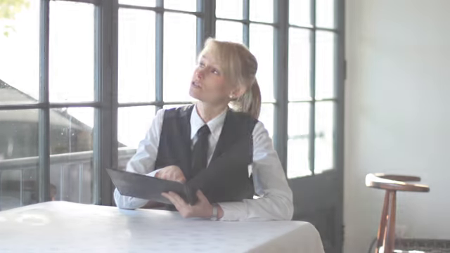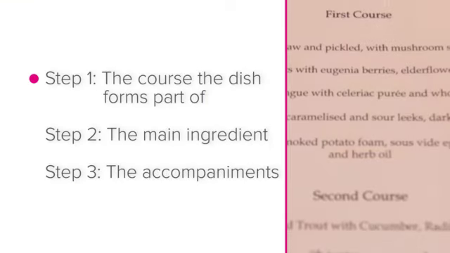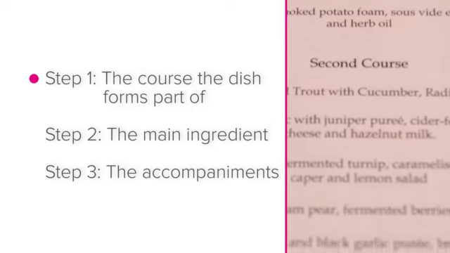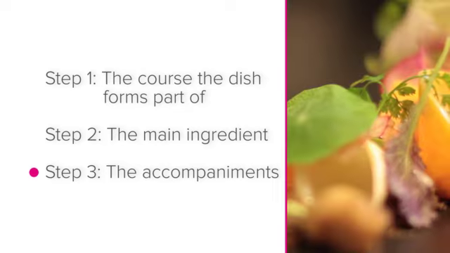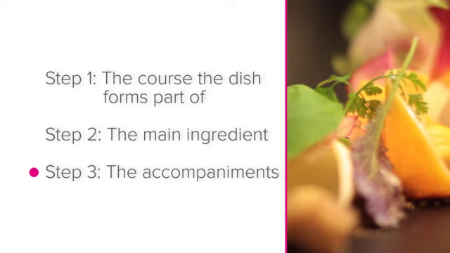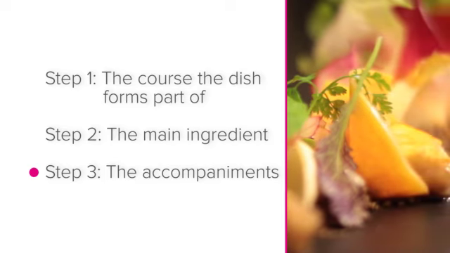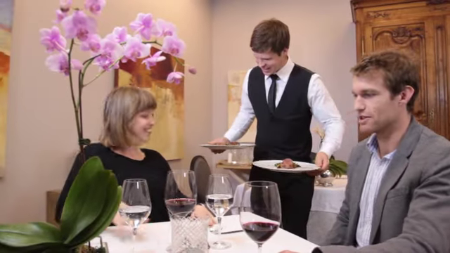To recap this lesson, the dishes on the menu can be broken down into 3 steps: the course the dish forms part of, the main ingredient, and the accompaniments or side dishes such as starch, vegetables, and sauce. Good luck learning the menu at your establishment.